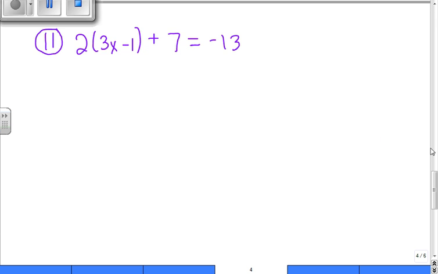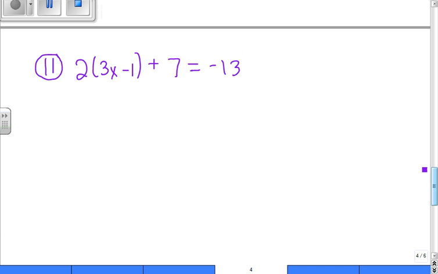Okay, this next problem simply asks us to solve for the variable, which in this case is x. So the first thing we need to do is get rid of our parentheses, and we're going to do that by distributing this 2. So we have 2 times 3x, which is going to give us 6x, and 2 times negative 1, which is going to give us negative 2.